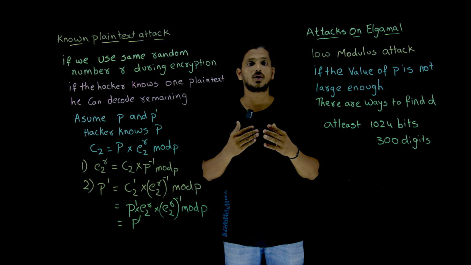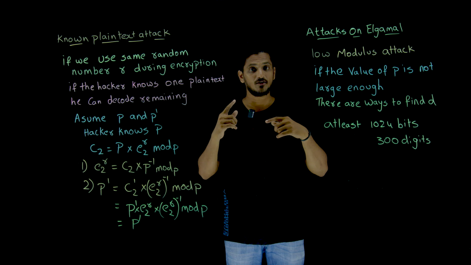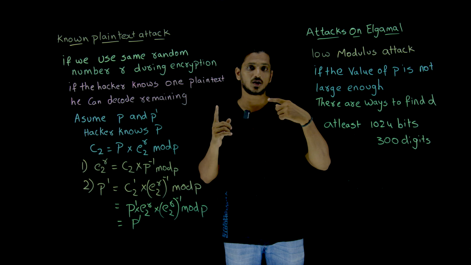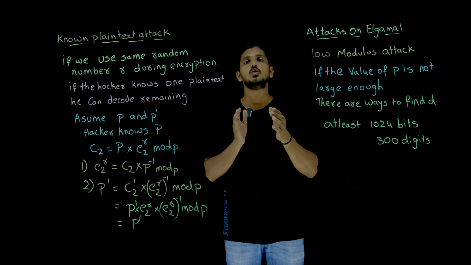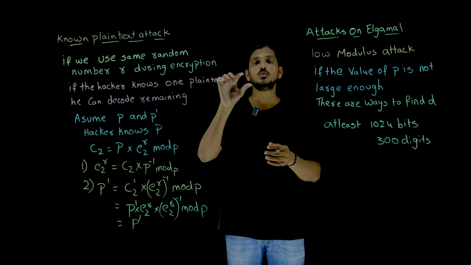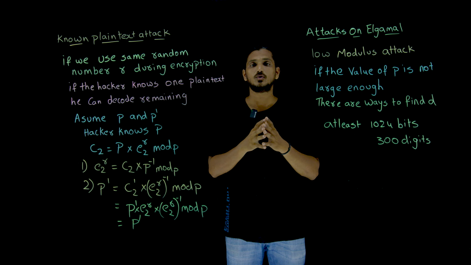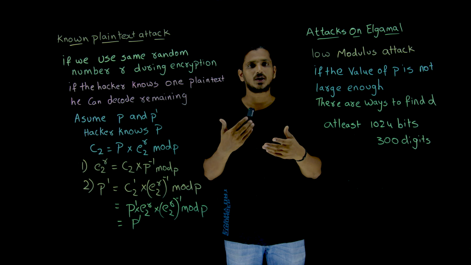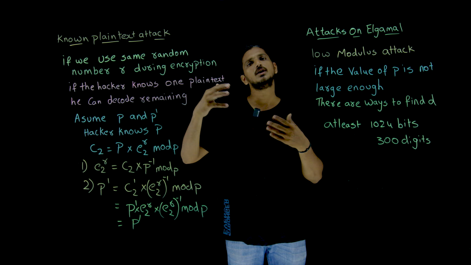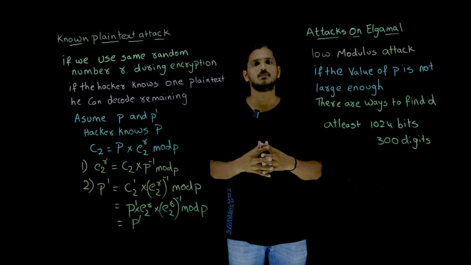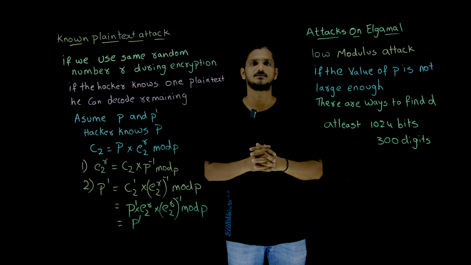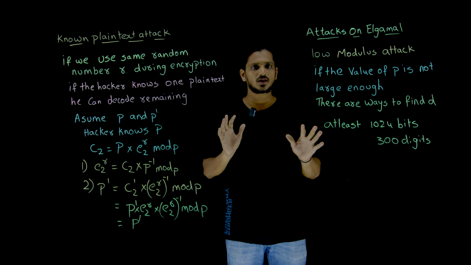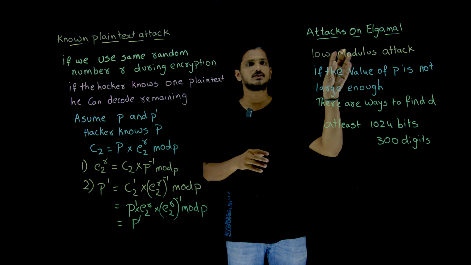The point you need to understand in the Elgamal system is that every time you do encryption, you have to randomly select a new R value. You are not going to use the same random R value. If you use it, by knowing a single plain text, hackers can hack the remaining plain text messages. So these are the basics we need to understand on attacks on the Elgamal system.